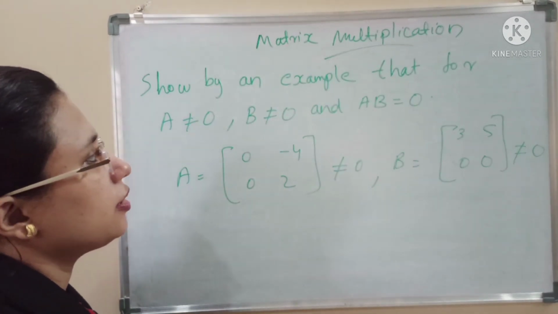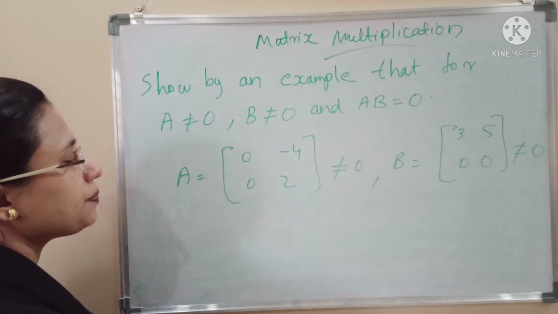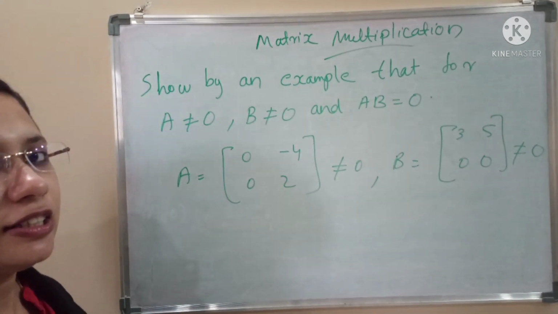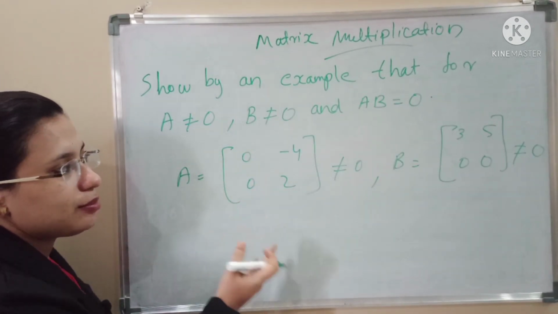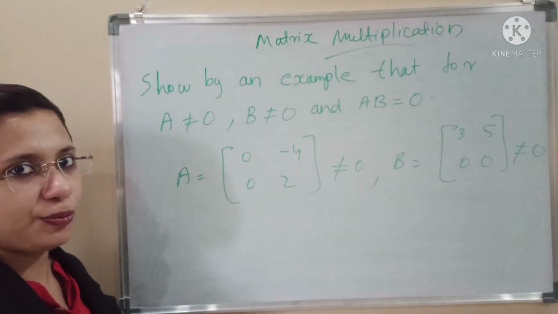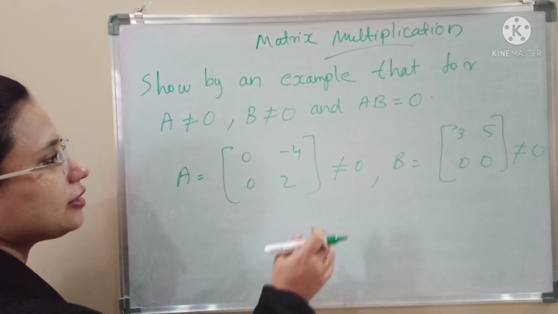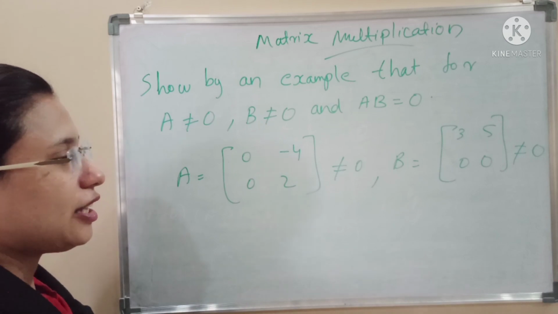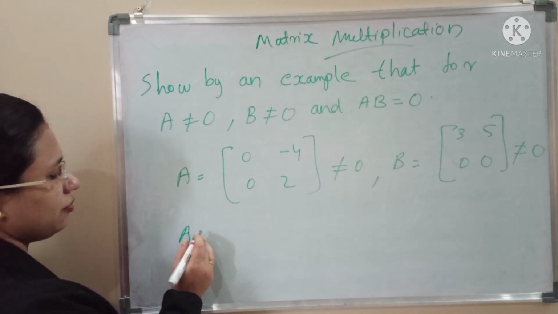There is a trick. If A and B are not 0, to make AB 0, what you have to do is make the first column of the matrix A, the first matrix, 0. Similarly, for the second matrix, make the second row 0. Okay, so likewise construct two matrices. Okay, so you can easily solve it.